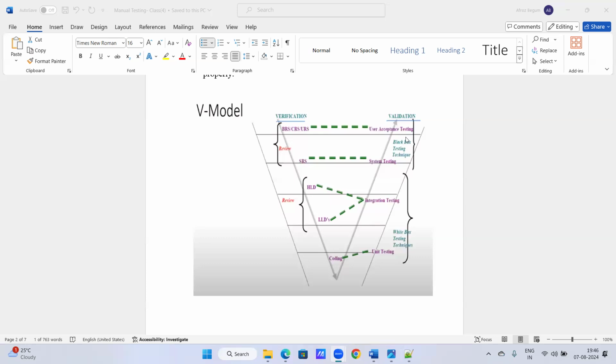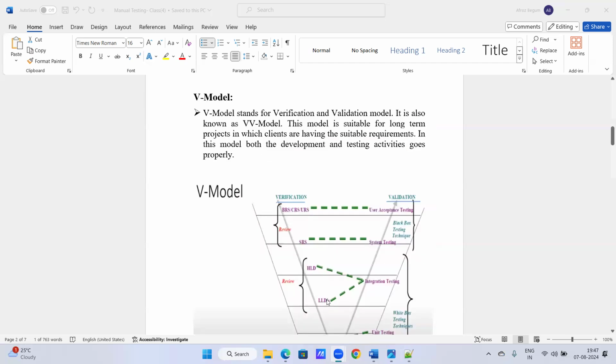In user acceptance testing, both testers and the client are involved and doing testing. That is called user acceptance testing. The client is also involved and doing testing according to the customers, according to the market. Okay, are you getting my point, right? Yeah, getting. So here, the V model stands for verification and validation model, right?